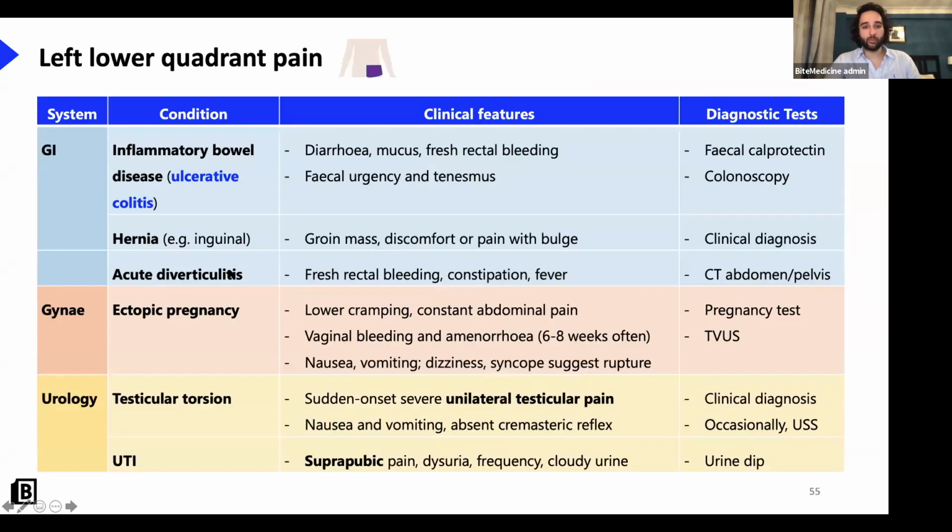Nice. So then we've just popped diverticulitis there as well. So rectal bleeding, often with a history of constipation as well. That predisposes you to diverticula being formed, and left lower quadrant pain with fever, and CT abdomen and pelvis with contrast is the diagnostic investigation of choice.